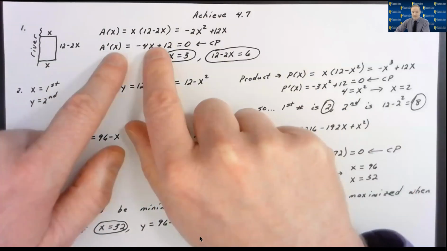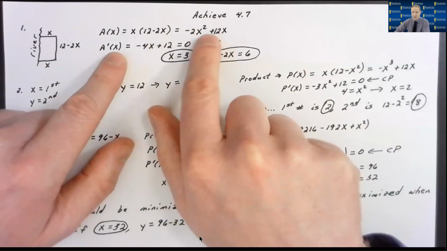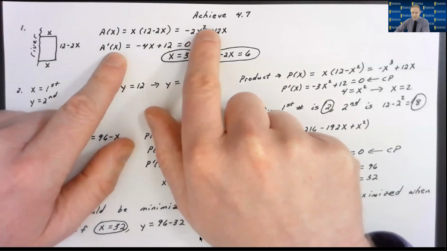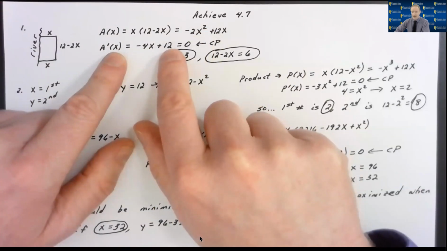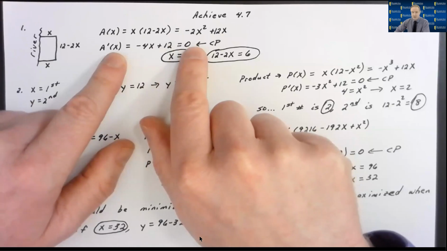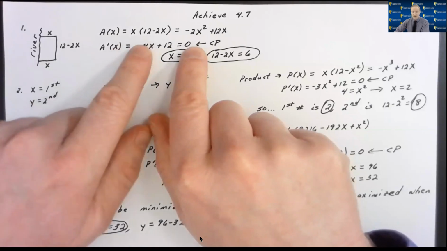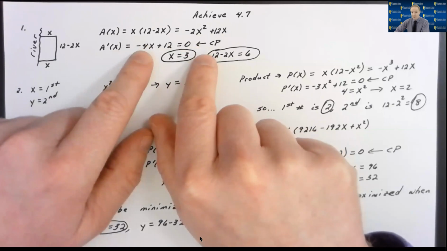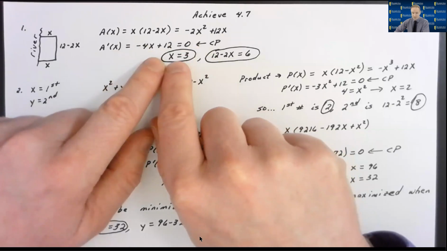So I can find that by saying my derivative of this function is going to give me negative 4x plus 12, just simple power rule. I set that equal to 0. And I know the only critical point will be that point at which this function is maximized. So when you set this equal to 0, you'll get 4x is equal to 12, x equals 3.